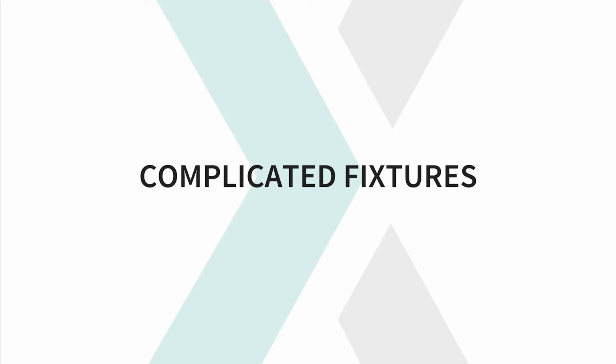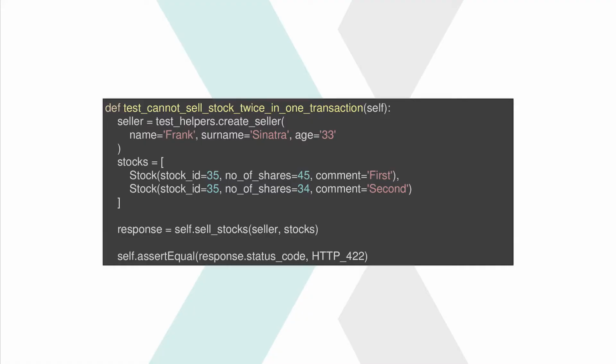Okay. Another thing is using complicated fixtures, and this is more of a matter of taste. In general, when you are reading a test, nothing should distract you from what the test is actually doing. So let's have a look at this example. The name is test cannot sell stock twice in one transaction, which is a meaningful name. The test creates one seller, creates 2 stocks with the same ID, some number of shares and comment, and then it attempts to sell those stocks and checks that the process failed, because you can't sell stock with the same ID twice in one transaction.